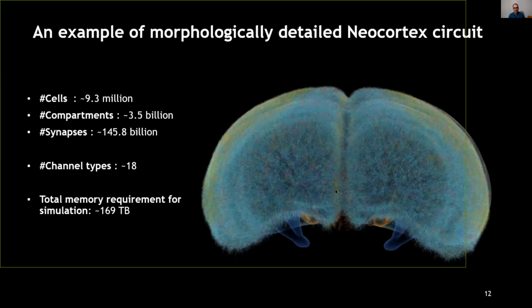This, for example, is what the circuit looks like for 10 million neurons in the neocortex. Just to give you a ballpark, we have about 150 billion synapses in here. That's 150 billion times that one neuron came close to another. And if you want to simulate that with NEURON, we need about 170 terabytes in memory.